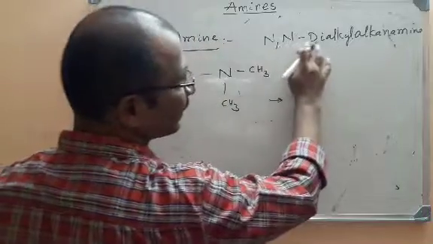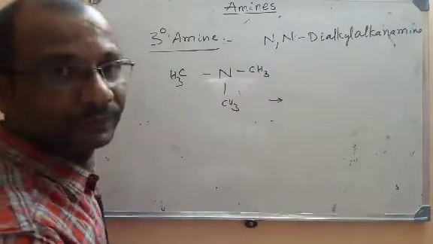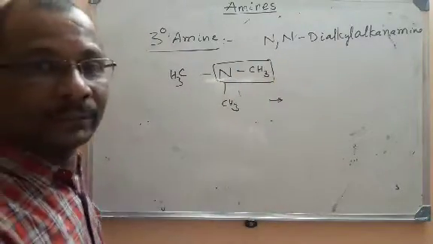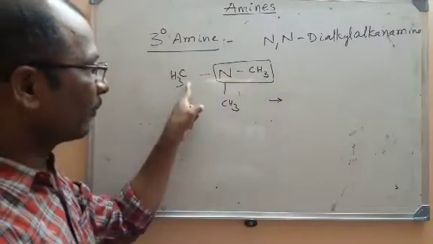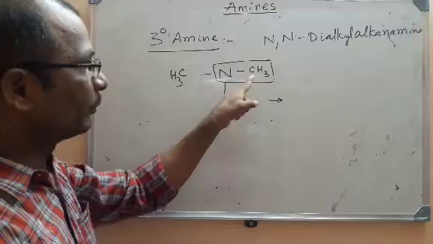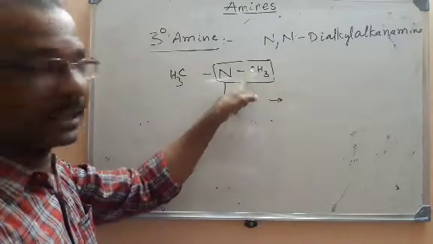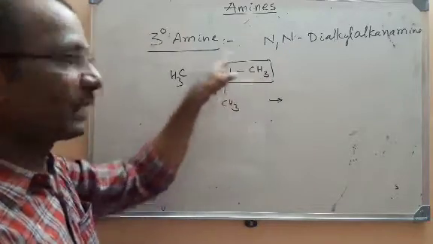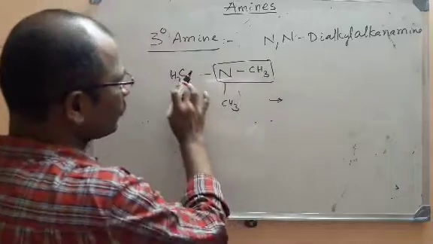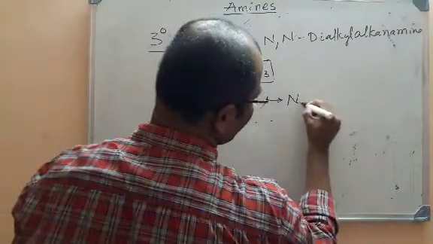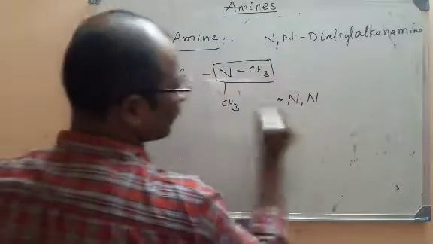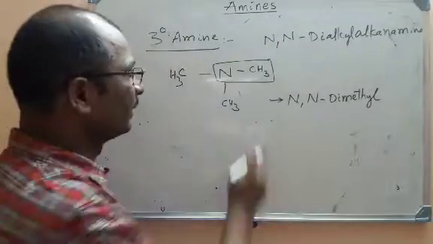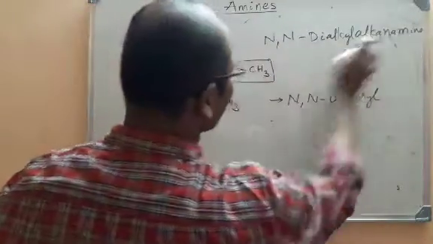I told you N, N dialkyl if the alkyl groups are the same. So this is the parent amine. As I told you already in secondary amines, when the alkyl groups have different numbers of carbons, we take the one with more carbons as the parent amine. But here we have the same carbons, so we can choose any one of them as the parent alkanamine. So N, N, with 2 methyl groups, so I use the word dimethyl alkanamine. Dialkyl alkanamine. It is methanamine.